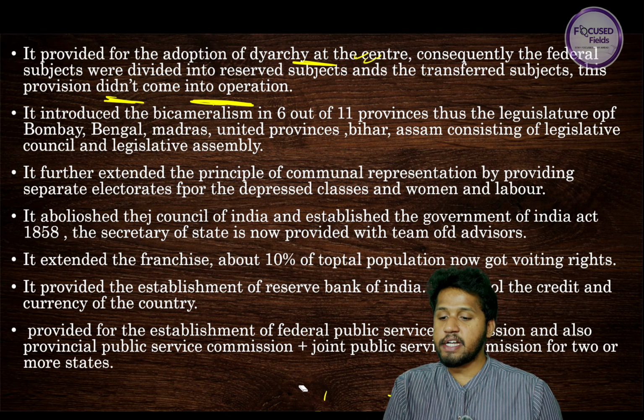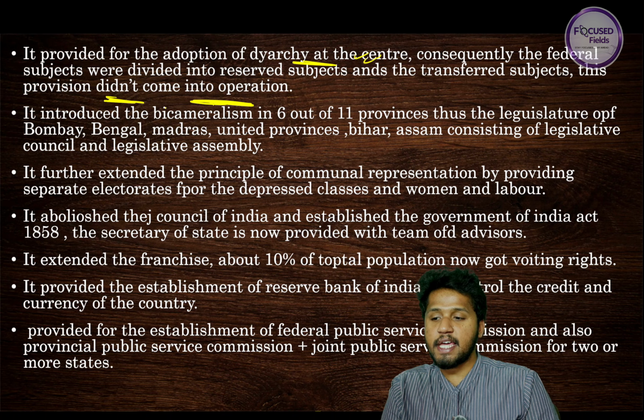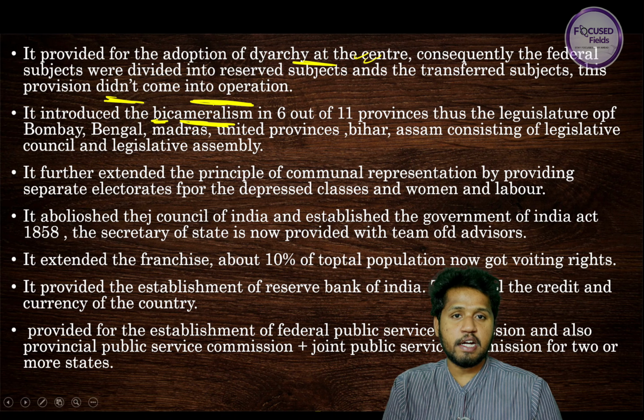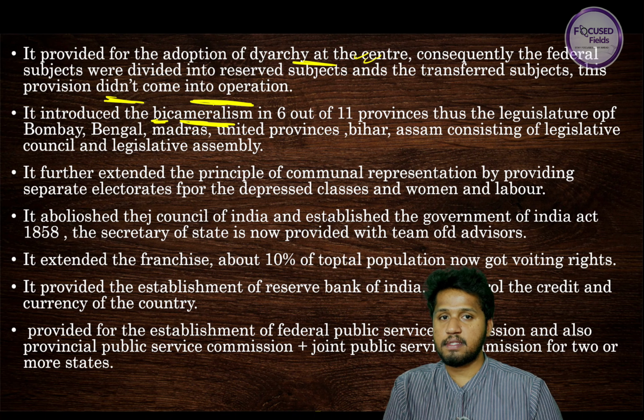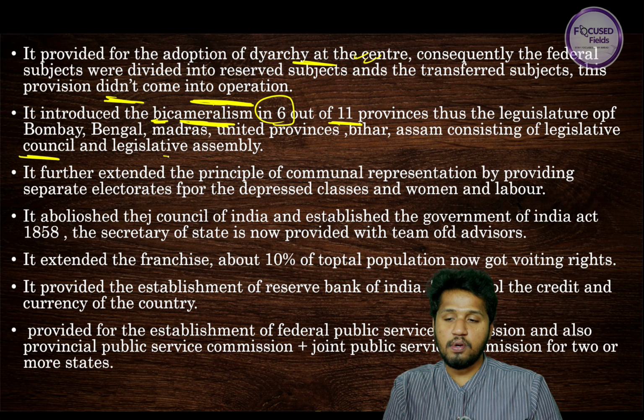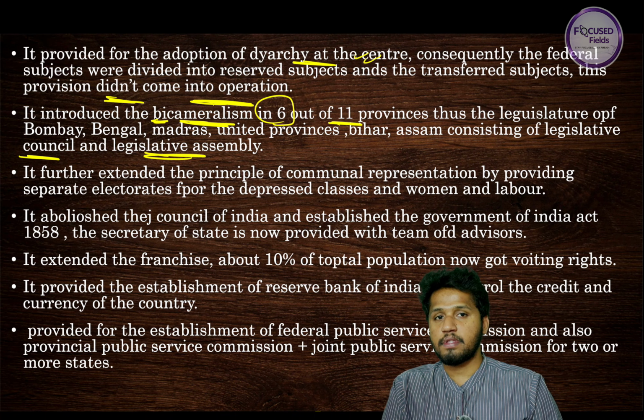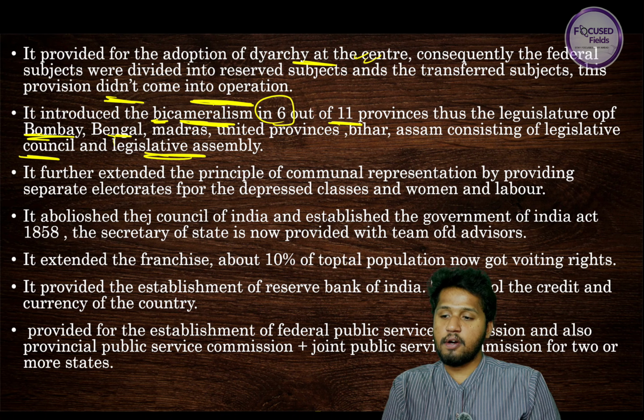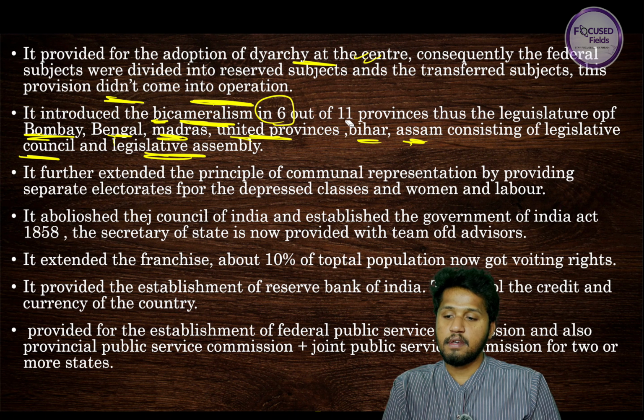Next aspect, it introduced bicameralism. What does bicameralism mean? Bi means two, cameralism means houses. It introduced a concept of two houses. They introduced legislative council and legislative assembly both. What were those provinces? They were Bombay, Bengal, Madras, United Province, Bihar and Assam.